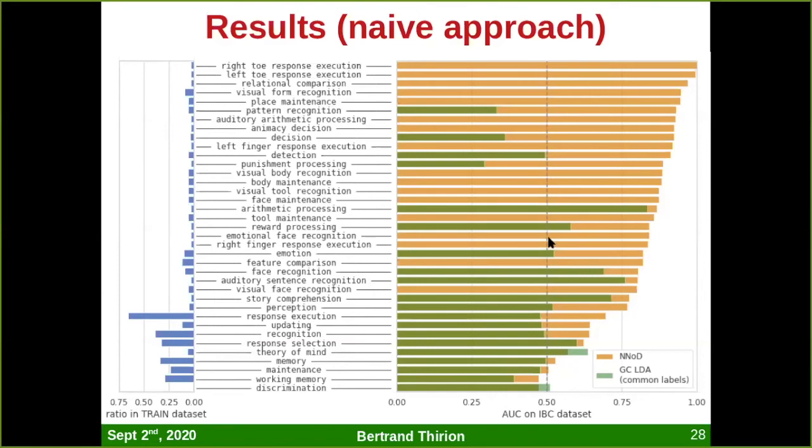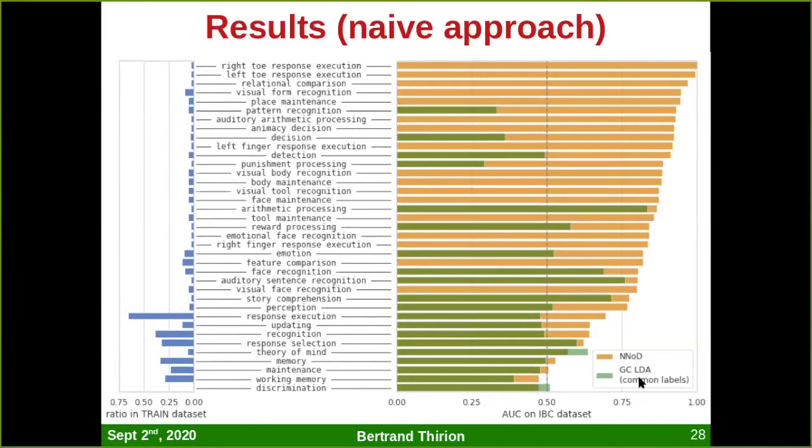So actually, what is plotted here is the AUC. So chance level is 0.5. And you see that in 80% of the cases, we do clearly better than chance, which is great. So we can decode many of these concepts.